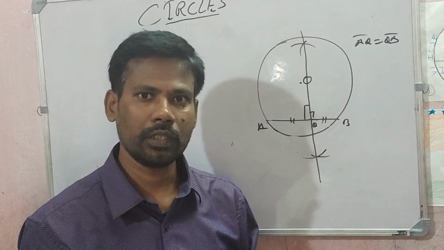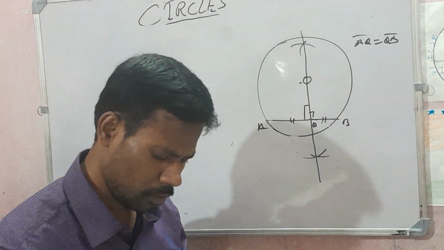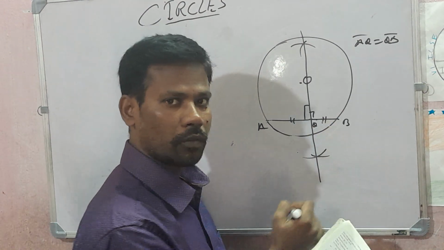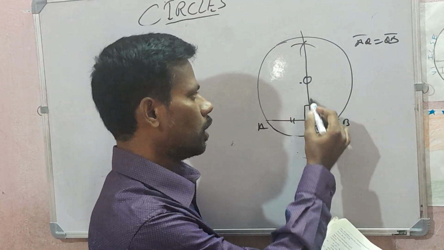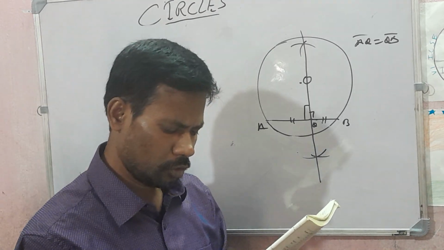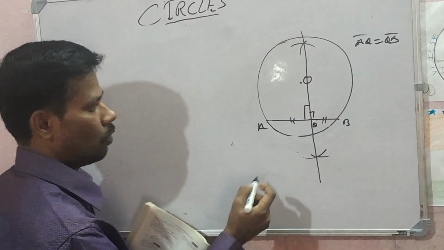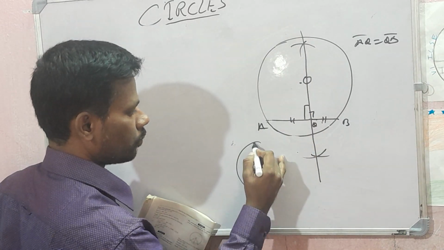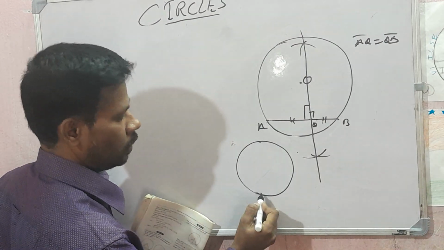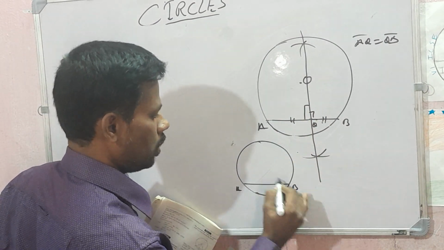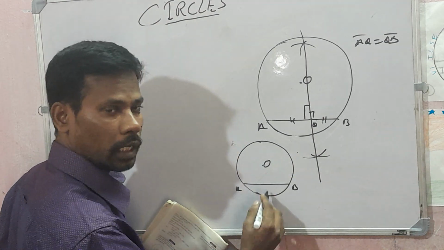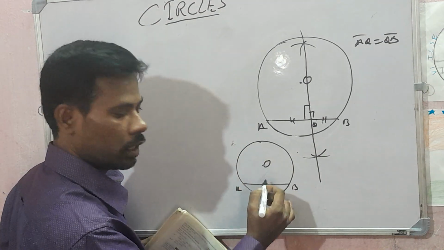What is the reverse of this? Can anyone say? The line joining from the center of the circle to the midpoint of the chord. What is the reverse of this? The line joining from the center to the midpoint.